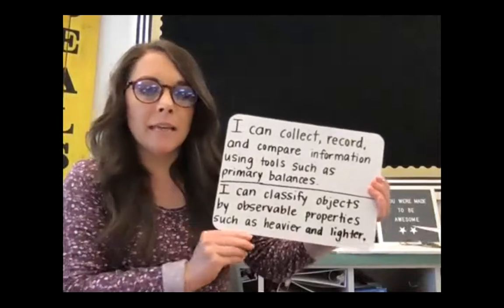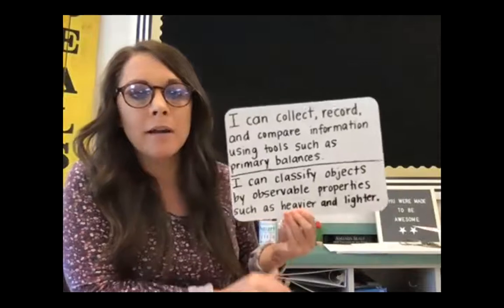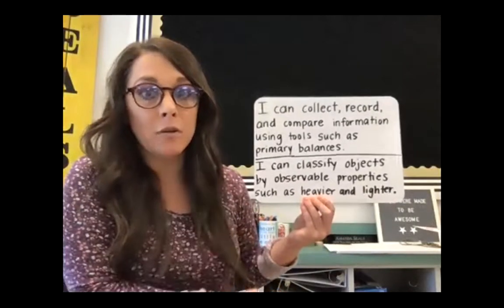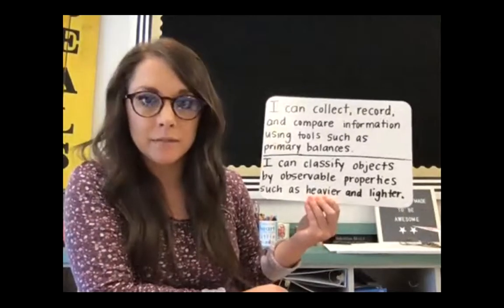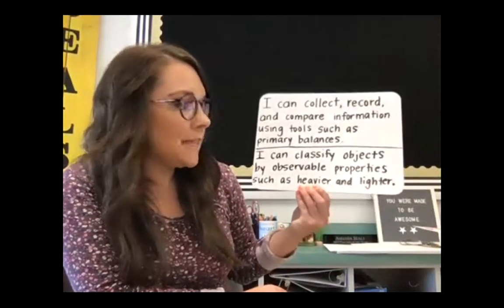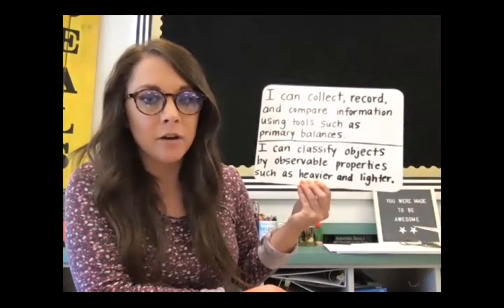So you have two targets today. The first one says, I can collect, record, and compare information using tools such as primary balances. So I'm going to be teaching you and showing you how to use a science tool today called a balance. And your next target says, I can classify objects by observable properties such as heavier and lighter. So we're going to be talking about some different objects, deciding which ones are heavier, which ones are lighter, and then we're actually going to be using the balance to find out which ones are heavier and lighter, and even how heavy or light that they are.